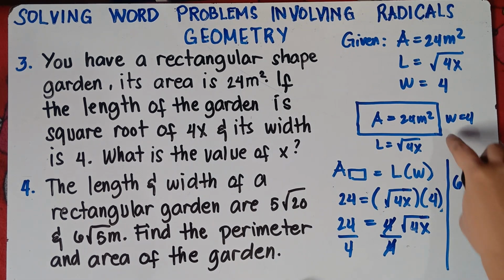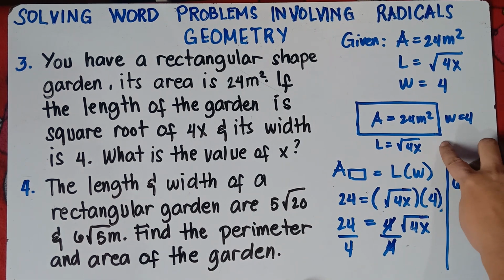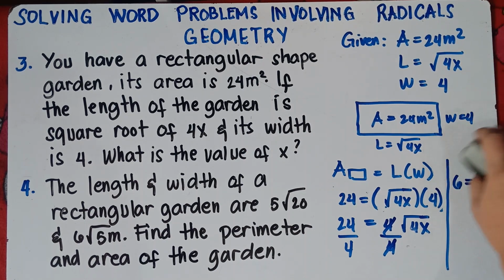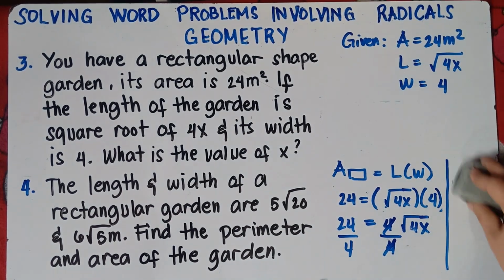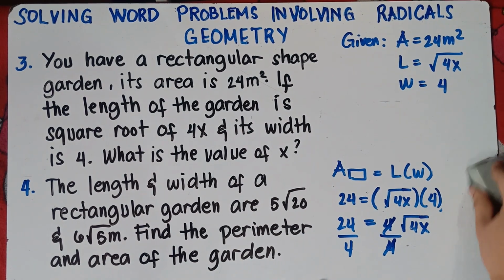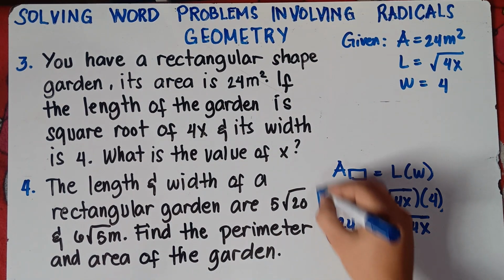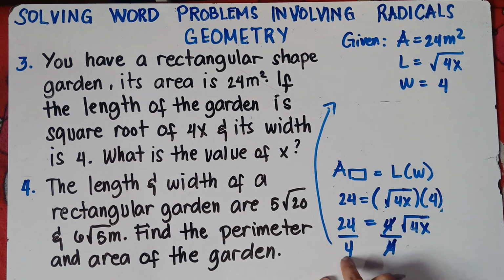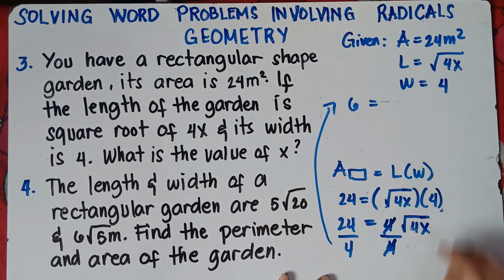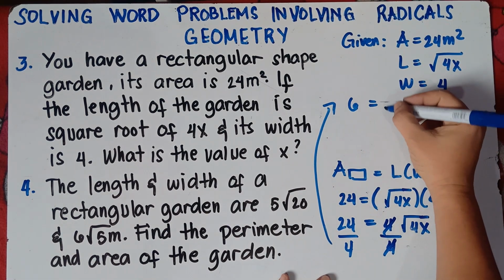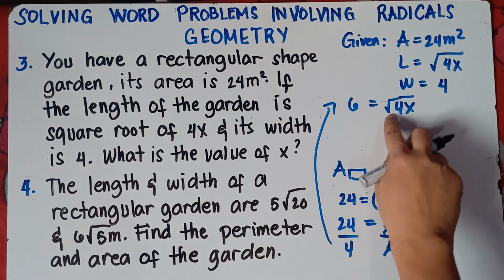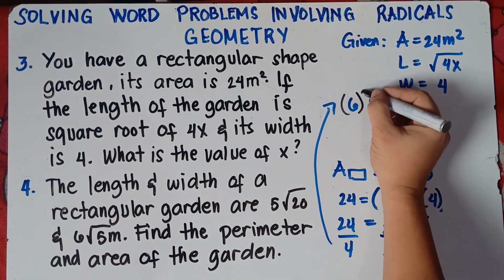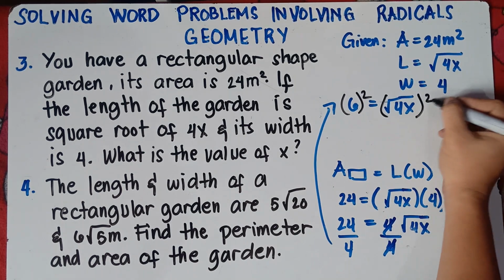Let me just write the answer here, class. I will just erase the illustration. Remember the illustration, class? This is the illustration. So our answer here is 24 divided by 4, that is 6, equals, copy square root of 4x. Alright, so that we can eliminate this radical symbol, you square both sides.